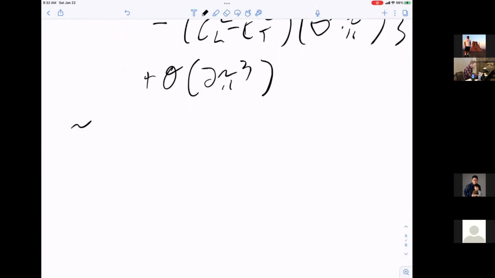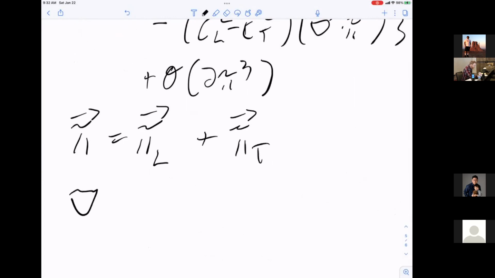To see that, all I have to do is split my pi field into some longitudinal component, into some transverse component, and I make this demand.